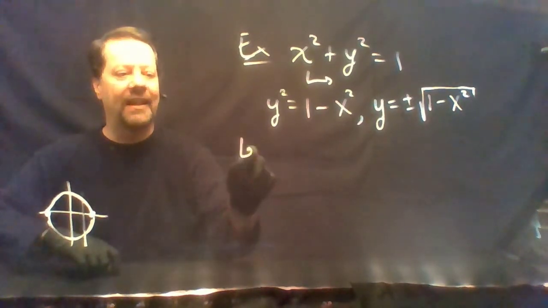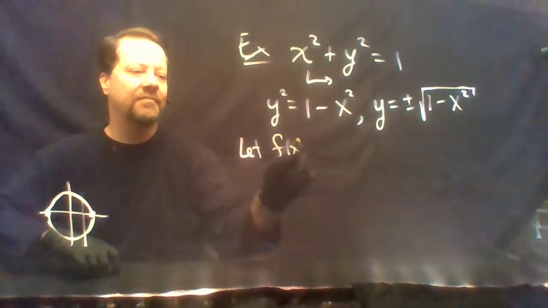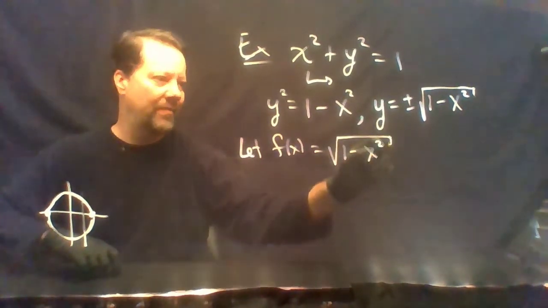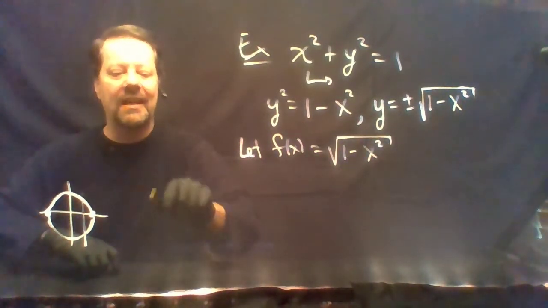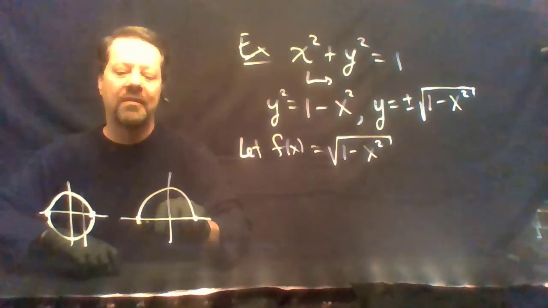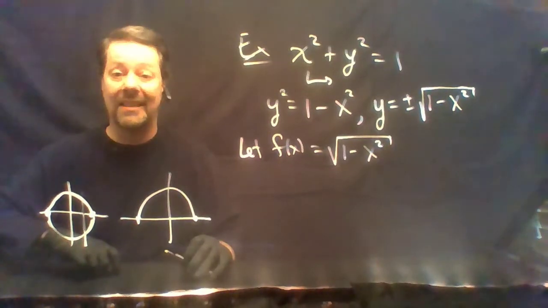I'm going to let f be the principal square root of 1 minus x squared. The principal square root does not output negative values. It only outputs non-negative values like this.